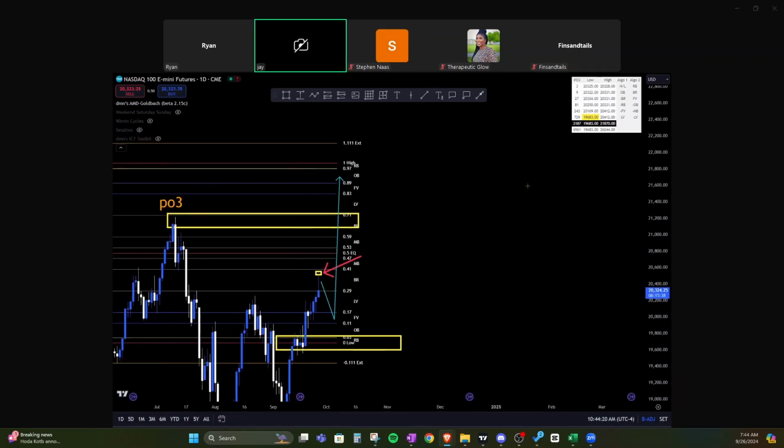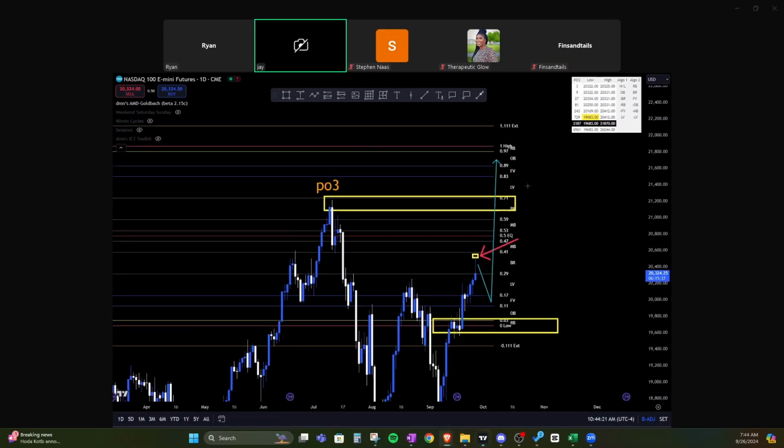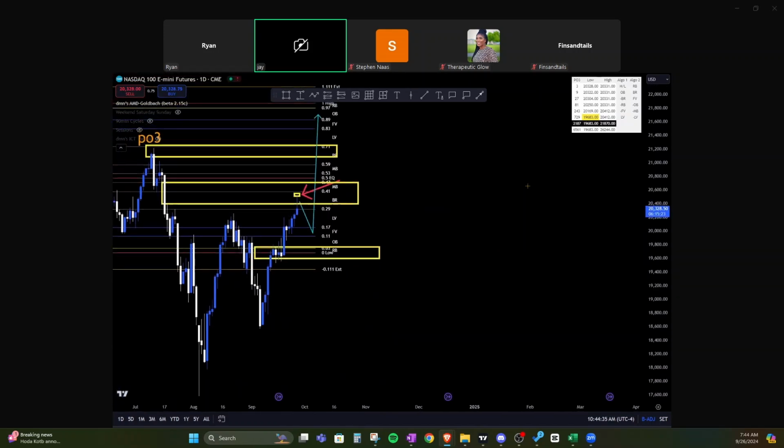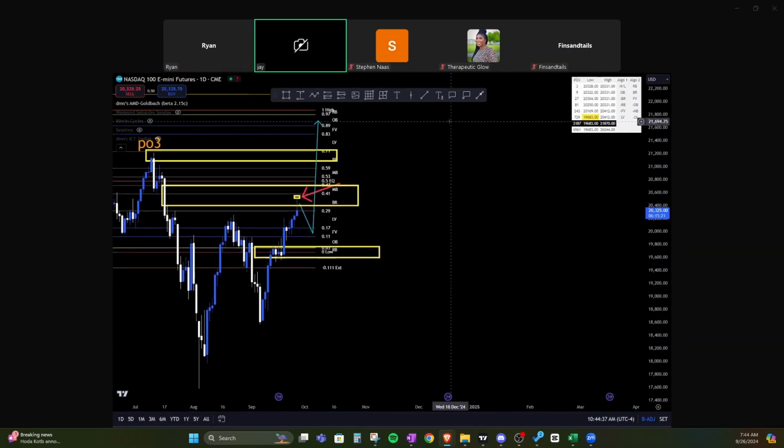But the whole point of us looking at this fair value gap here, we knew that price had to come up here, regardless of why. We just knew that it wasn't filled yet, and we wanted to see it there, and we got that. But the whole problem was, if you look at the structure in general, and again, the PO3 is big as shit.